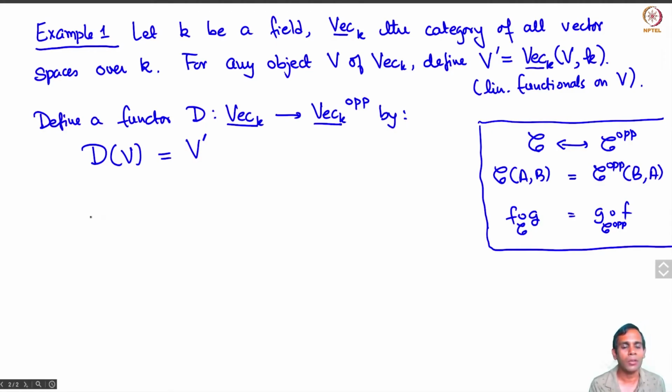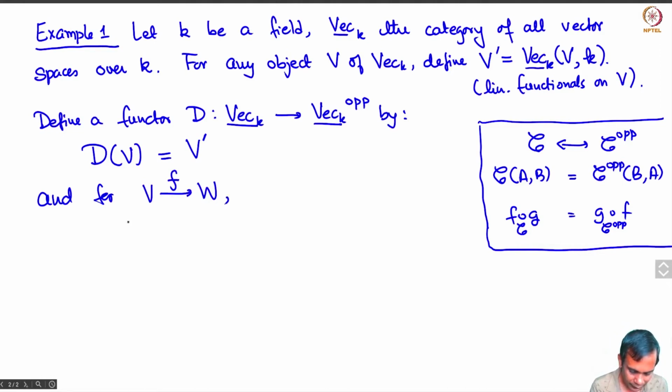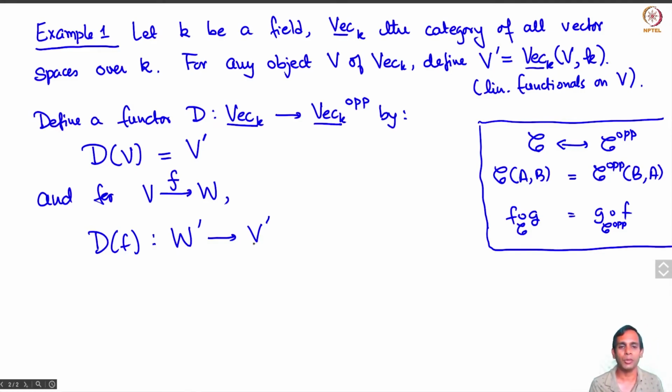And then I need to define what D is on the level of arrows. So what I need to say is what is D of f. Maybe let's just say for each f from a vector space V to a vector space W, suppose you have a K-linear map f, then I need to define Df. That should go from W dual to V dual, not from V dual to W dual, because it's a functor to the opposite category. So this would be Vec op of V prime comma W prime, but then it is just a linear map from W prime to V prime.